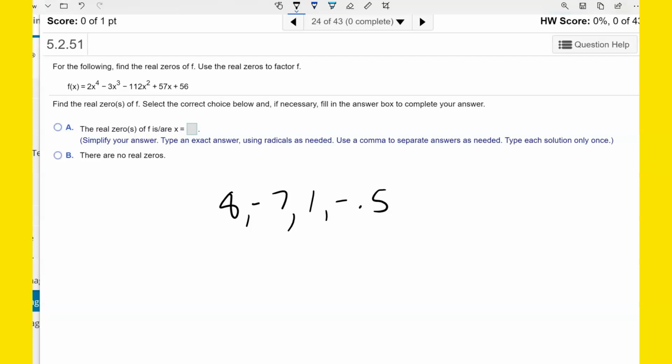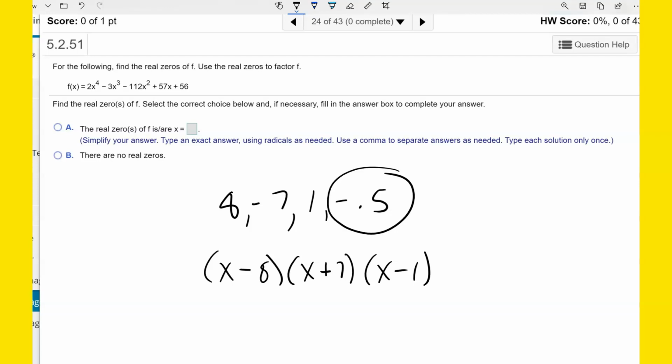But then in the next part, it wants me to use the real zeros of f to factor f. Now how do I turn these into factors? Well, it's pretty easy for most of them. It's just going to be x minus 8, x plus 7, x minus 1. But this one, I have to treat it differently.